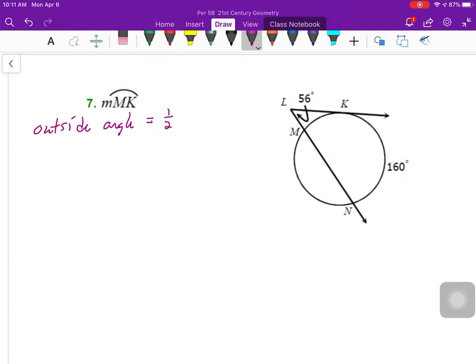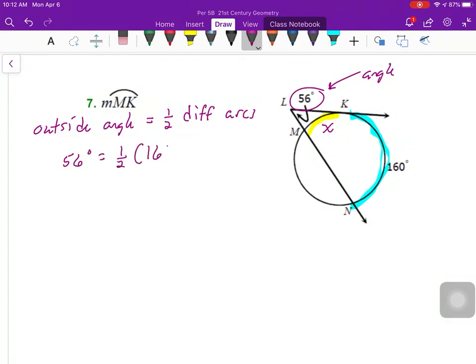The next one. Well, first let's classify it. Looks like we're dealing with an outside angle. So it will be equal to half the difference of the arcs. The arcs that go with the angle are this one and this one out here. We have the angle. The arc we're looking for is this one. So I think it's ready to set up. 56 equals half the big arc minus the small arc.